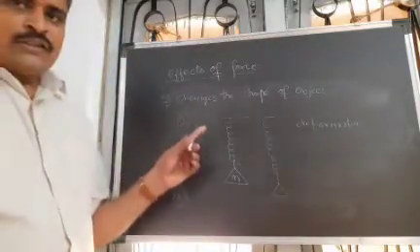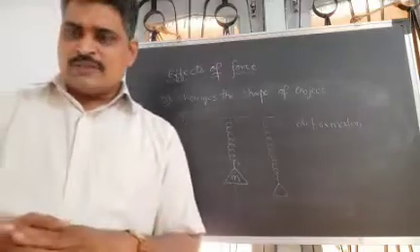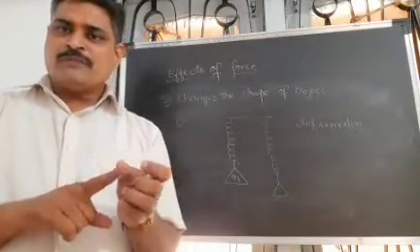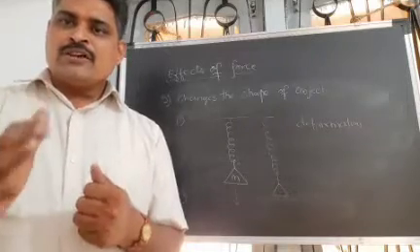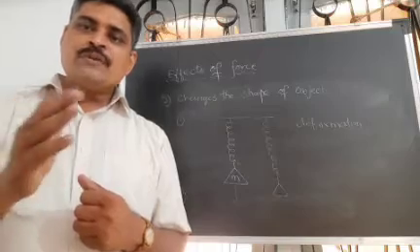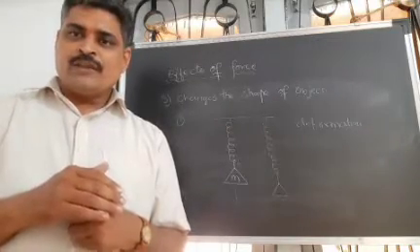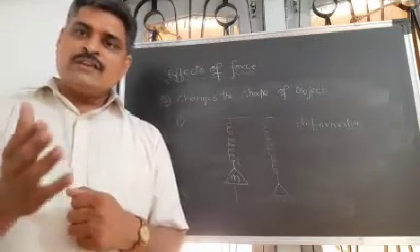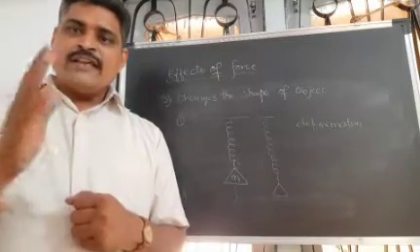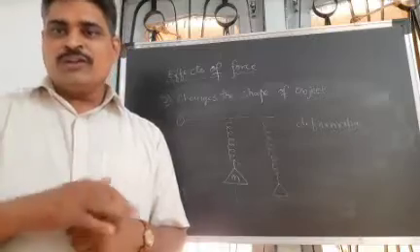So these are the 5 effects of forces. First one is force starts the motion of the object. Second one, it stops the motion of the object. Third one, it changes the speed of the moving object. Fourth one, it changes the direction of the moving object. And fifth one, it changes the shape of the object.